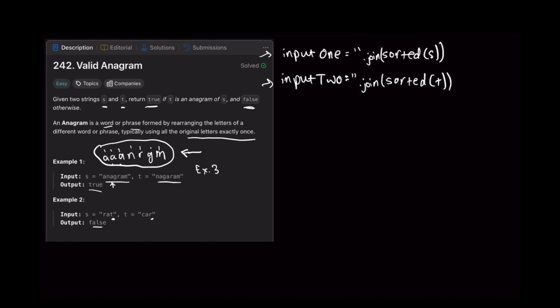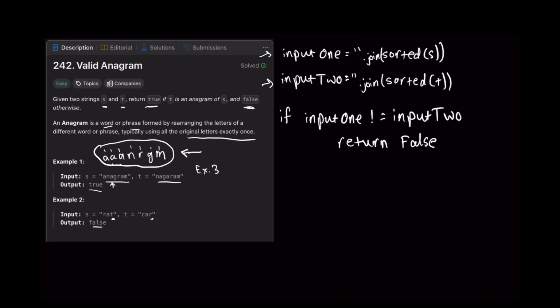So we can say if the size of input 1 is not equal to the size of input 2, return false. And then we want to now compare. So if they are the same size, then it's just going to continue. It's not going to return false.